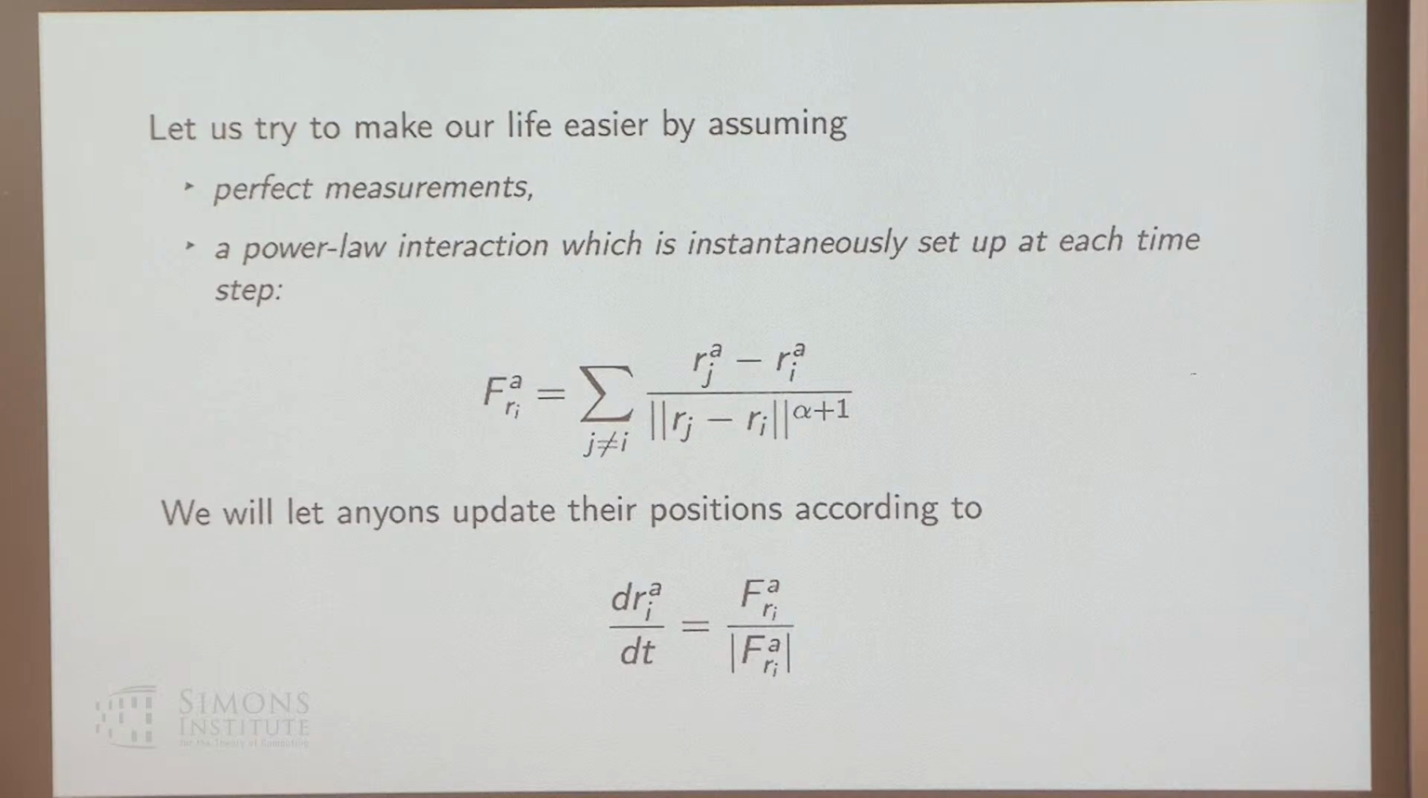Is there a reason alpha is supposed to be strictly positive here? Oh, why did I write alpha plus 1? Just because I didn't write a unit vector on top, so I want this to scale as 1 over r to the alpha, but there's a... Okay. Sorry.